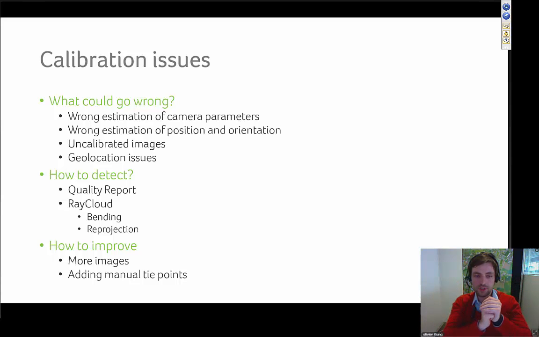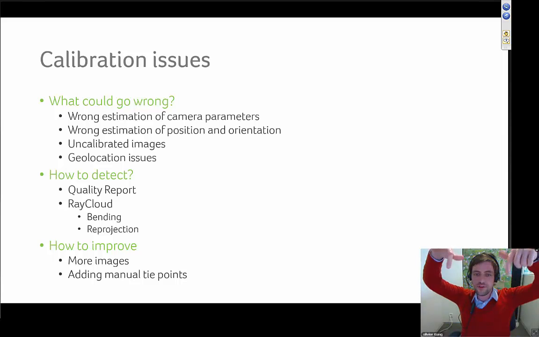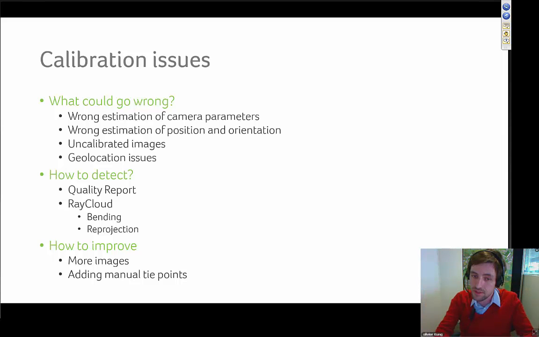Another thing to check is whether the positioning and the orientation of your images were correctly done. A little mistake in the positioning may have really large effects which are hard to see, but which may be an offset of several meters in altitude in some part of the project. There could also be cases where the software is not even able to estimate the position, so some images will be in uncalibrated mode. And when you have uncalibrated images, it usually means that something is not going that well. And finally, there could also be geolocation issues.